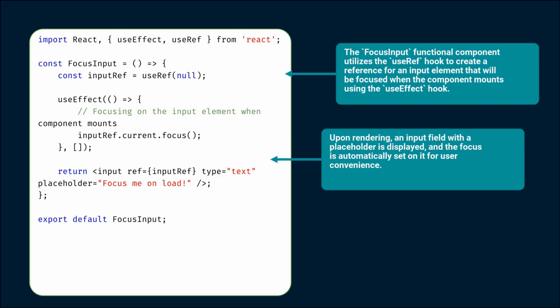Finally, in the return statement, we render an input element and attach our inputRef to its ref attribute. This ensures that inputRef.current points to the correct DOM node, allowing for direct manipulation. This approach demonstrates the convenience of using refs for direct DOM interactions, streamlining actions that would otherwise complicate component behavior.